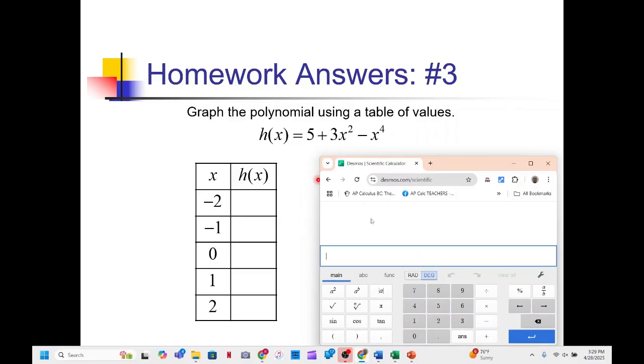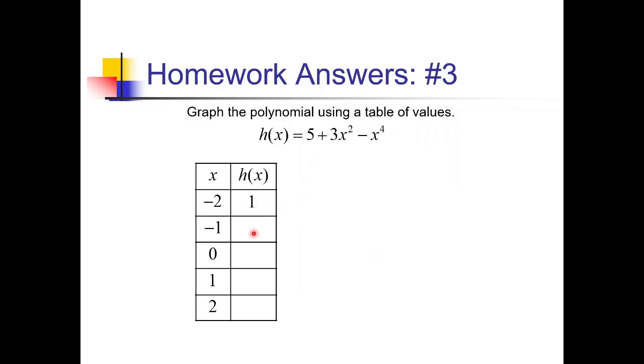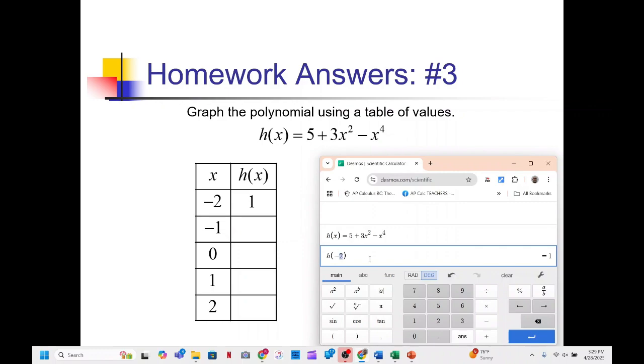I'm going to set up my h function here. So h of x equals, let's see, we got 5 plus 3x squared minus x to the fourth. And I could put this in standard form, but I don't really need to if I'm just plugging things into it. So let's plug in some numbers. We've got h of -2 comes out to 1. So let me put that in there. And then we're doing h of -1, which is 7.